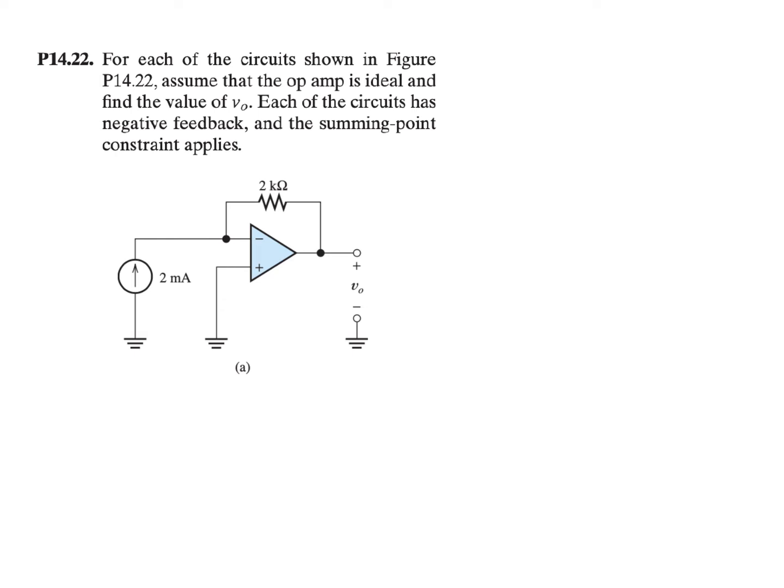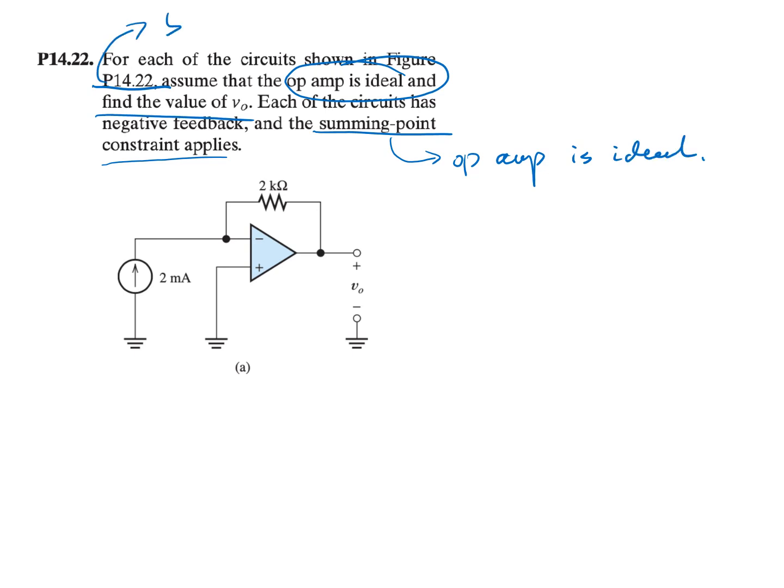Question P14.22. For each of the circuits shown in figure P14.22, assume the op-amp is ideal and find the value of V out. Each of the circuits has a negative feedback and a summing point constraint plus. This also means that the op-amp is ideal. And we have 5 questions for P14.22. So let's get started and try question A.